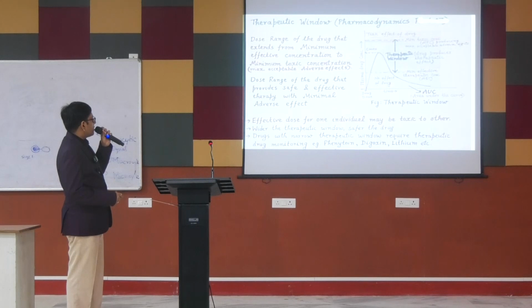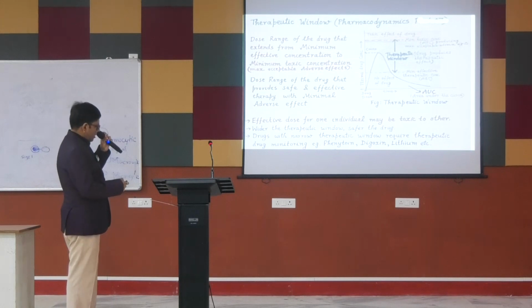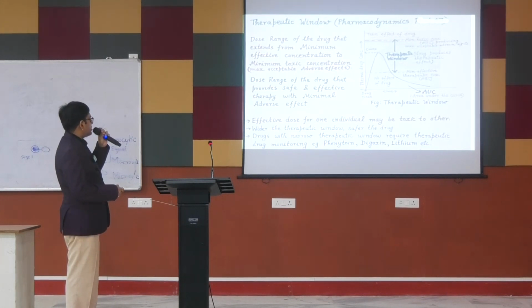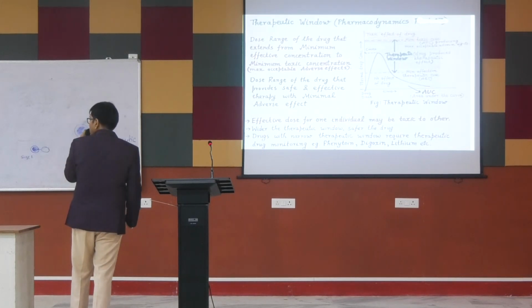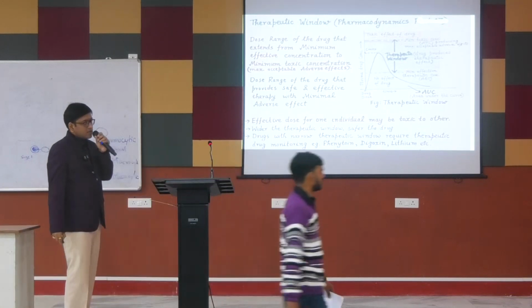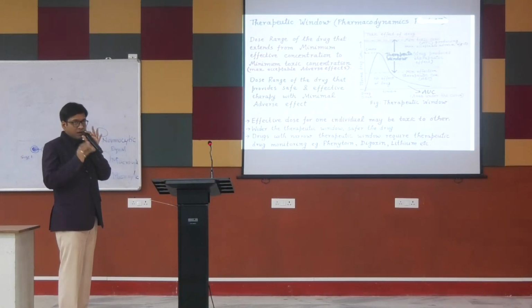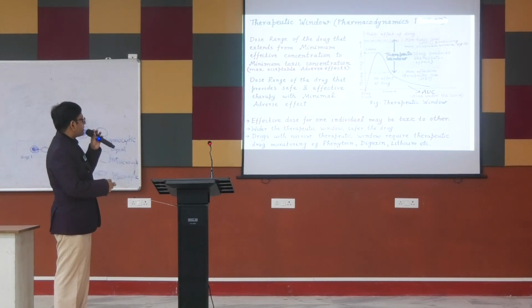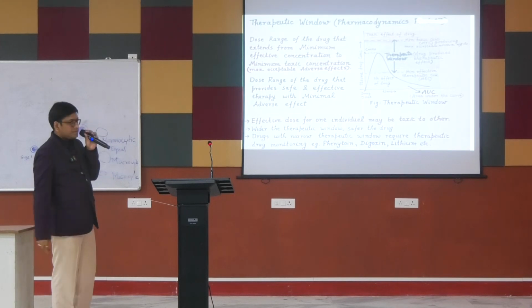This is called the plasma concentration time curve. Here is the plasma concentration of the drug, and here is time on the x-axis. You see the drug level reaches a maximum point and then starts to fall. This happens when you give the drug at the therapeutic level that the patient should be given. But if you give an excess dose of the drug, this can go further up and reach the toxic level.